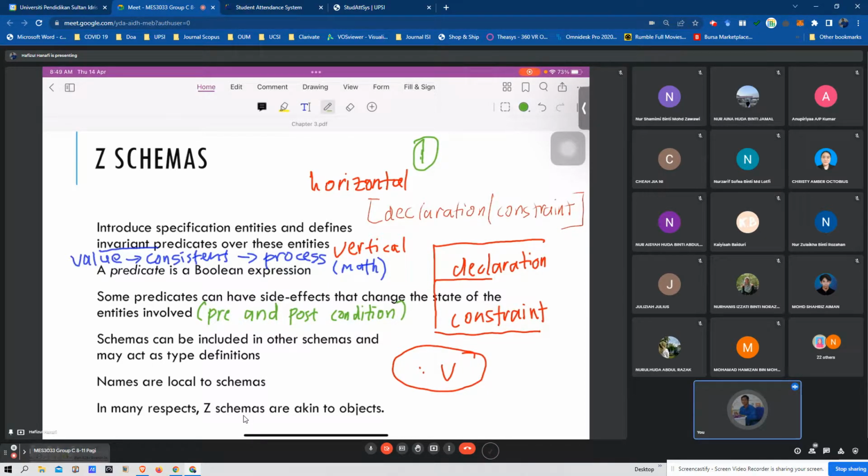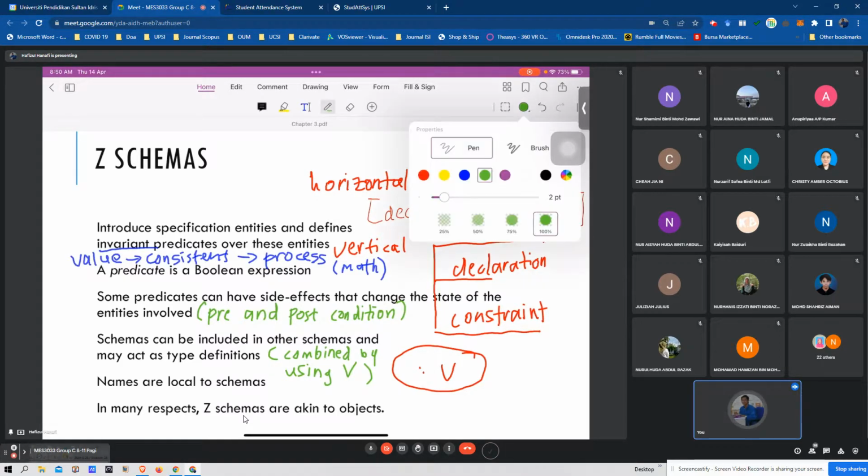A schema can also be included in other schema. It also can combine, by using this junction. This one is this junction. I think you have learned it in discrete mathematics.